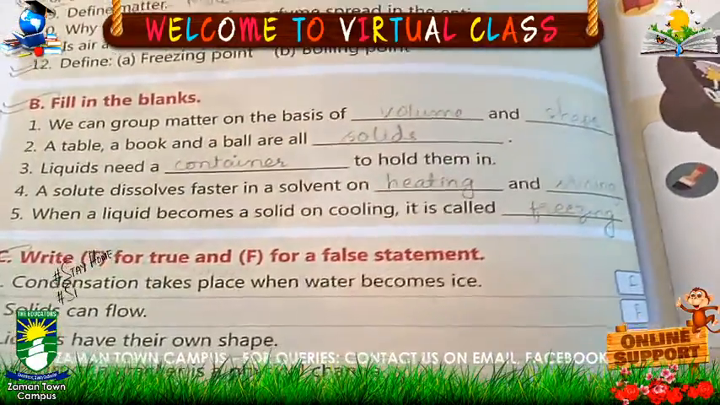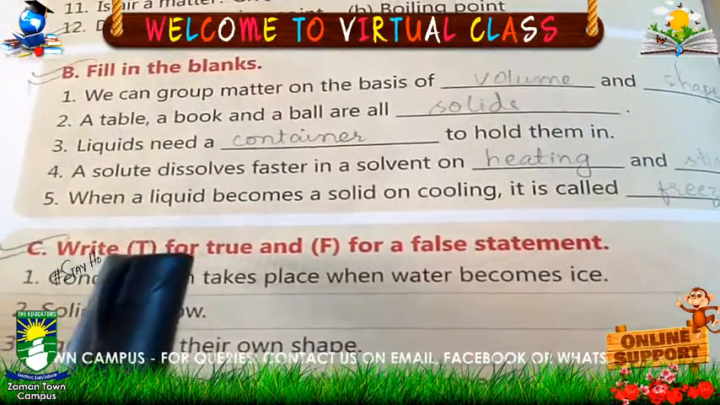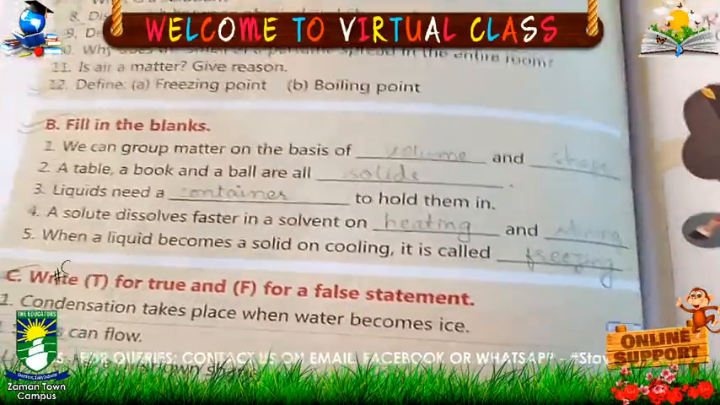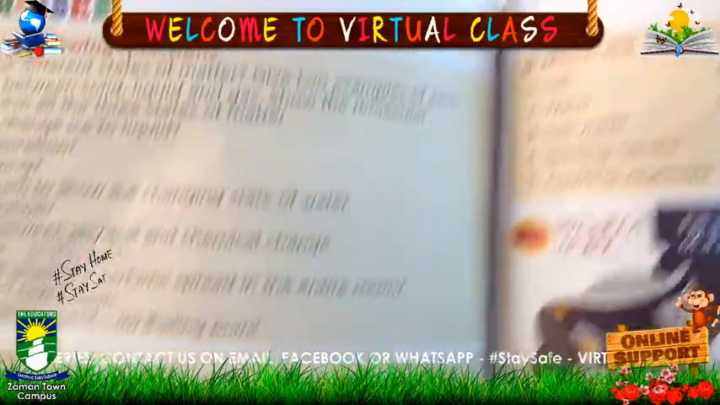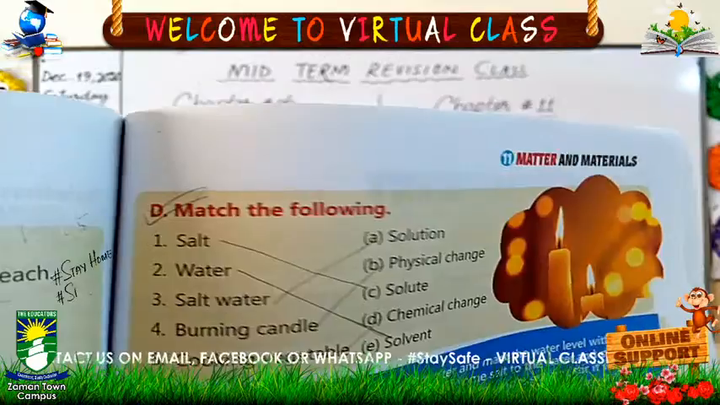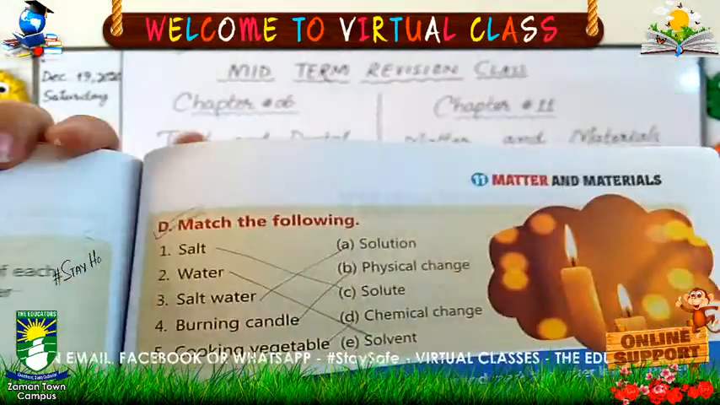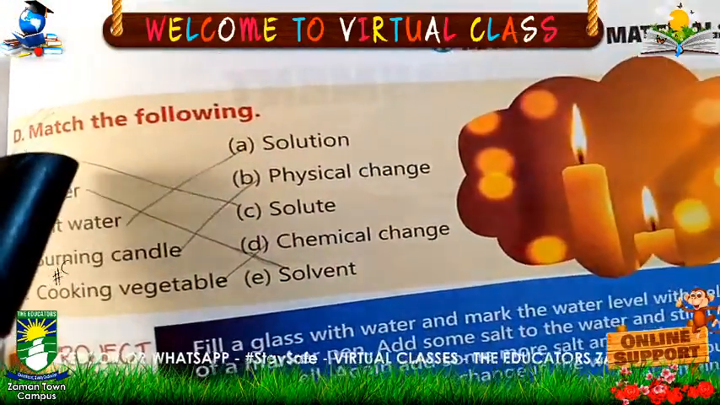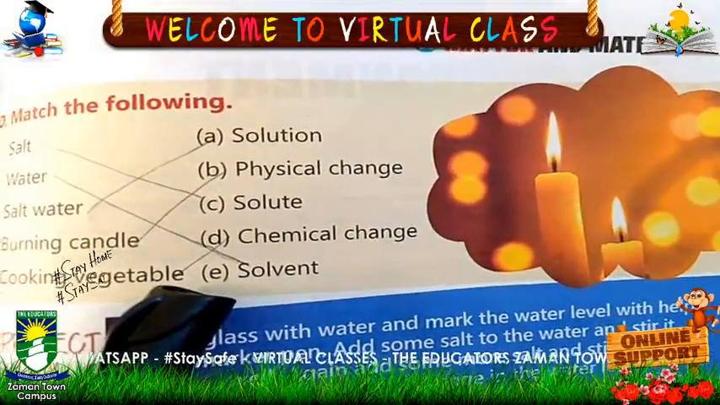Now come to exercise C. Exercise C is true and false. Now you have to revise it at your home. You can see here there are 6 true and false questions. And on page number 103, here we have matching. Look at exercise D. We can see that number 1 is salt, and salt is a solution, physical change, solute, chemical change or solvent.